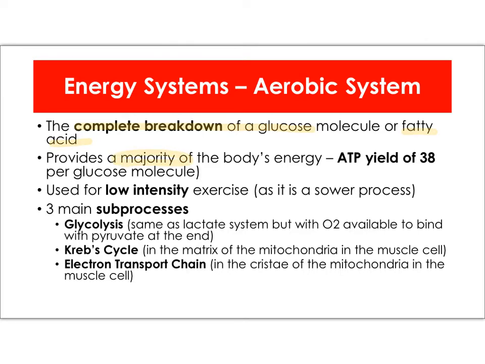If we break down one glucose molecule, we can get a yield of 38 ATP molecules. It was 1 ATP resynthesized using the ATP-PC system for every molecule of phosphocreatine. Through the partial breakdown of glucose, we yielded 2 ATP in the lactate system, and we're going to get from one glucose molecule 38 ATP resynthesized. So efficiency-wise, this system is the most efficient. It's going to break down glucose completely to suck out every last drop of energy it's got for muscle contraction.